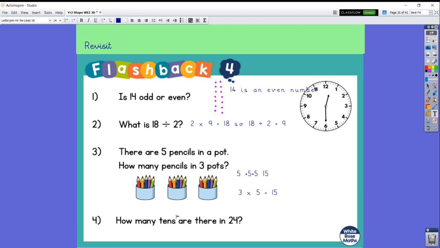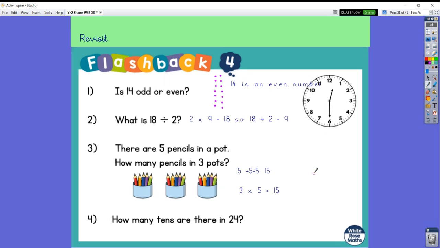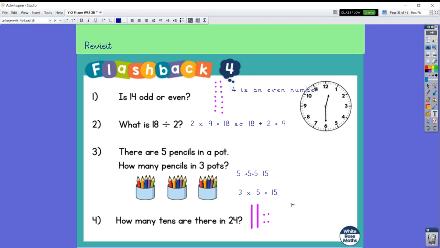Okay. So the last question says, how many 10s are there in 24? So if I was to draw 24, I've got 2 10s, which make 20, and 4 1s, which make 24. So we have got 2 10s in the number 24. So there are 2 10s in the number 24. It's always good to write a sentence so that you know what you are answering.